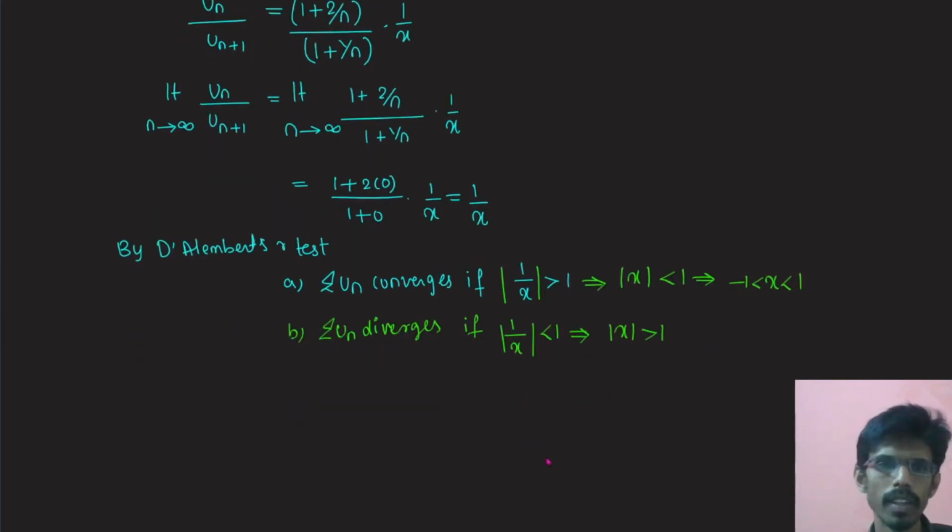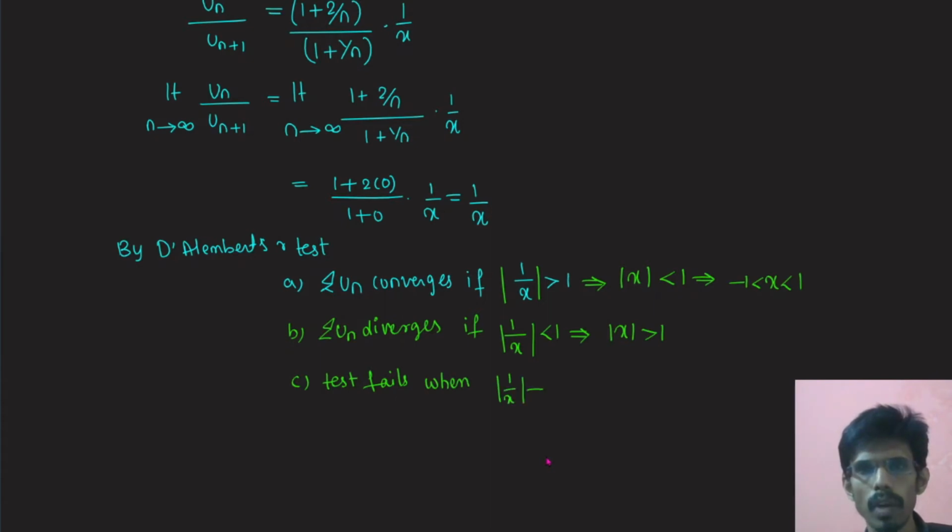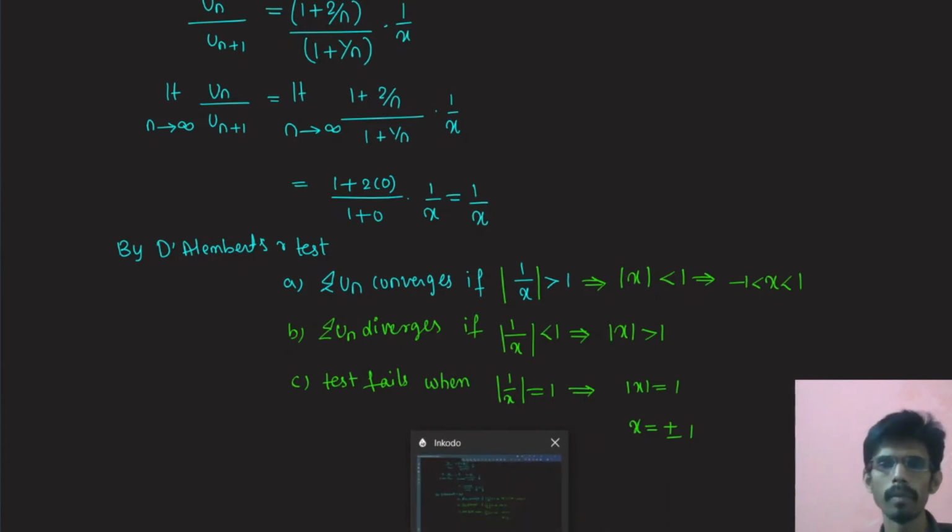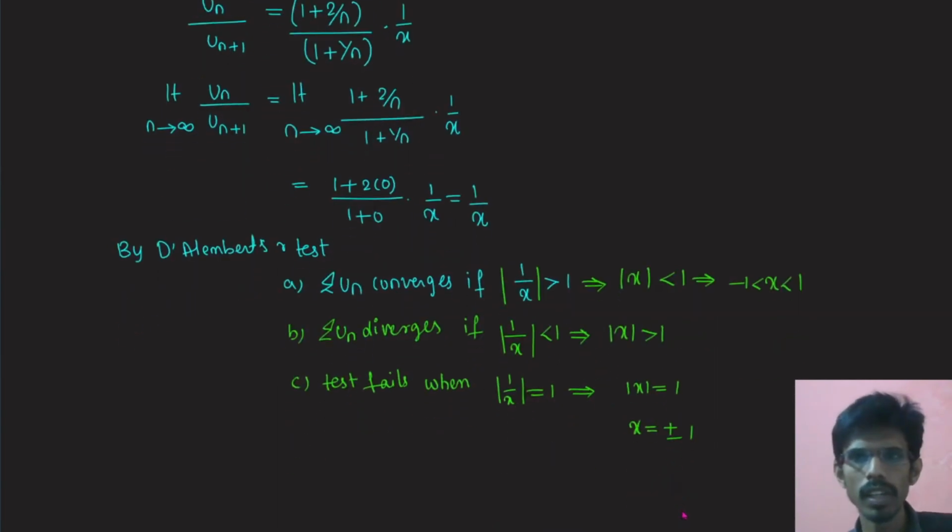Now the test fails when 1 by this mod x value is 1, that implies mod x is equal to 1, that is, if I remove the mod I'll get plus 1 or minus 1. Now we extend this case of failure.